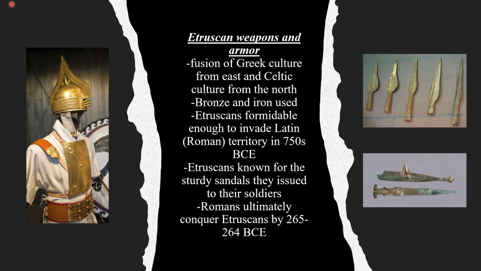And on this slide, you can see archaeological finds of Etruscan spear points made of bronze, and an Etruscan dagger. This example is actually made of bronze as well. And here is some early Etruscan or Villanovan armor, again made of bronze, although it's shown with a Greek-style hoplon round shield. Once again, seeing the fusion of Northern European and Mediterranean traditions in Etruscan armor.